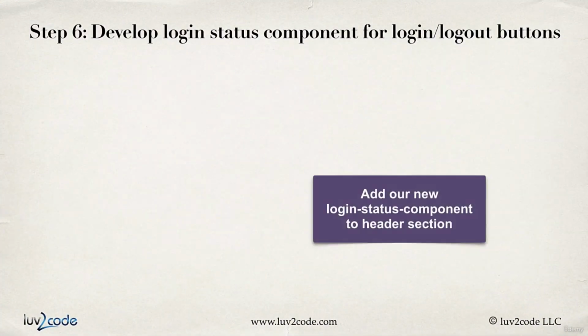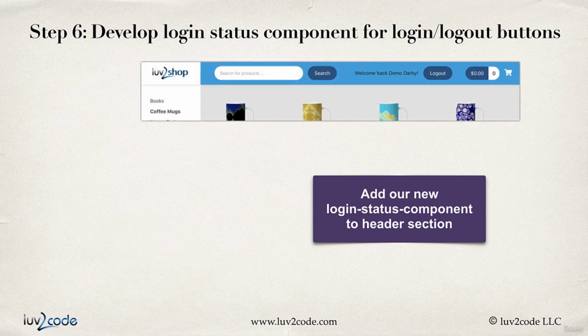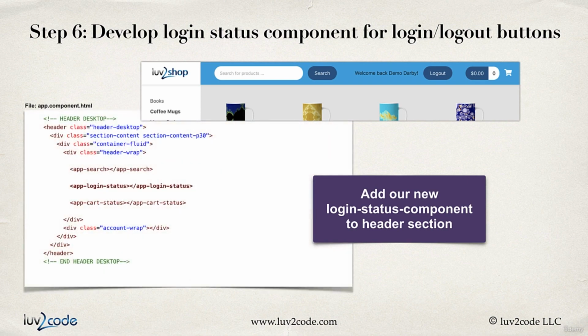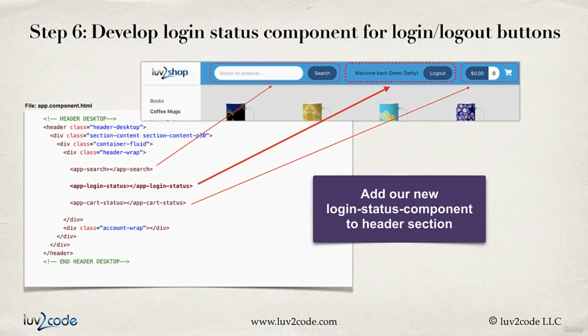All right, so now we need to add our new login status component to the header section of our application. Right now in our app.component.html, we have references to some of our custom components. Earlier we created an app-search component. So that's in place now. We also have our app-cart-status. That's in place. And now we have this new login status component that we just created. And so we'll display it right here between the two.